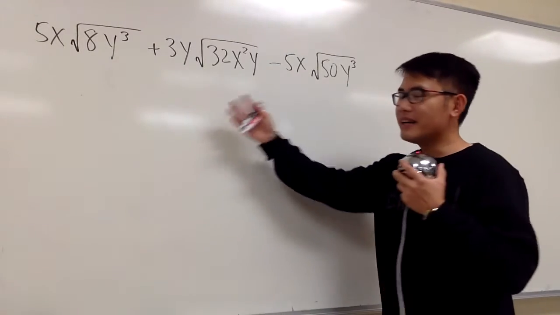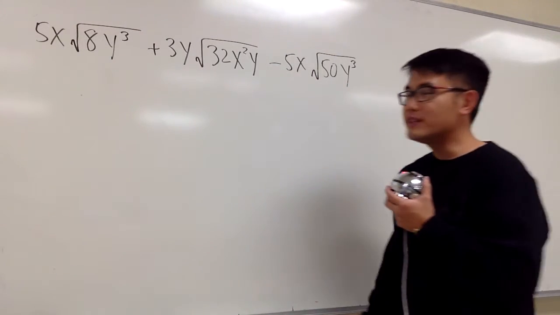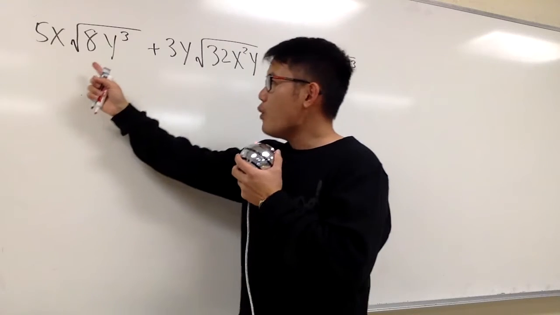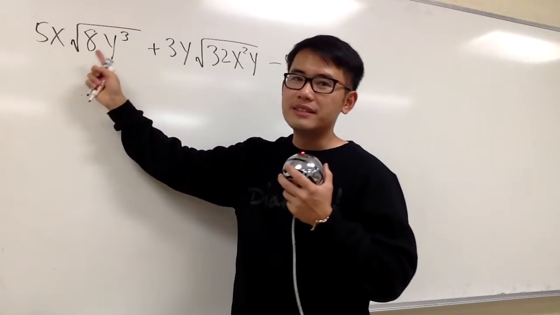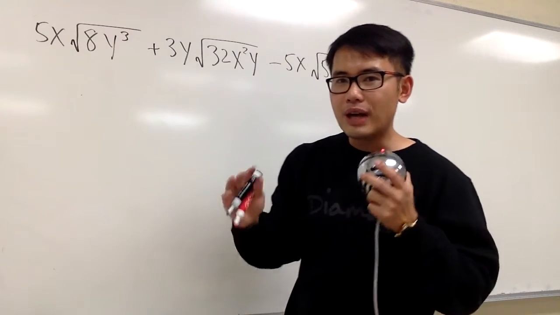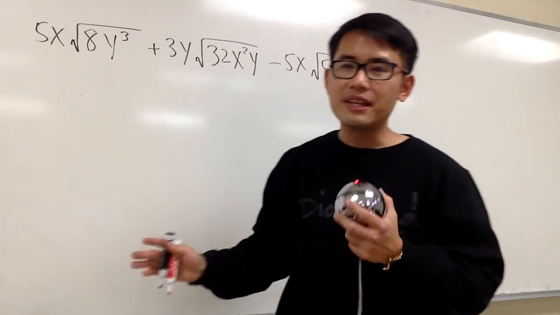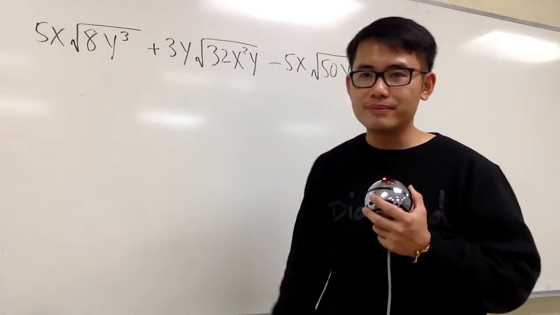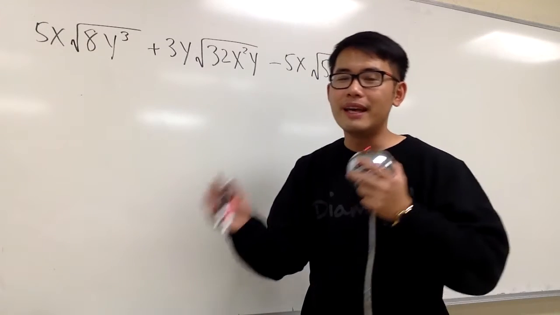Okay, we're going to simplify and combine these three radical expressions. Let's begin with the first one. How can we break this down? This is square root of 8, right? So we have to ask ourselves, what times what will give us 8? And one of the numbers should be a perfect square. Well, we can use 4 and 2.